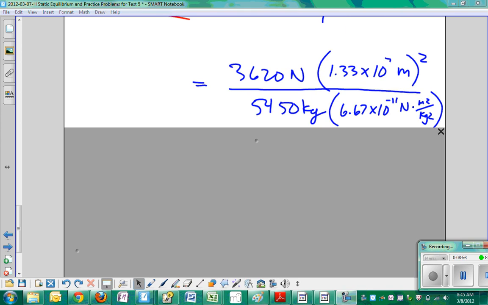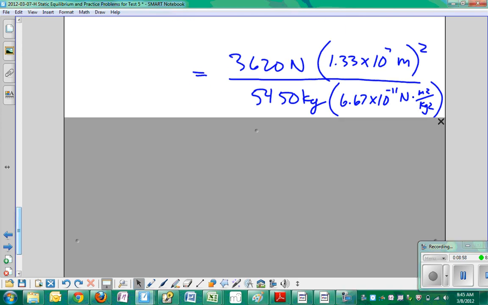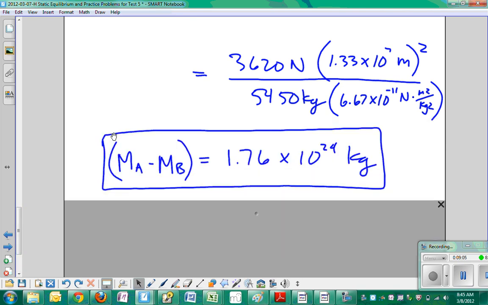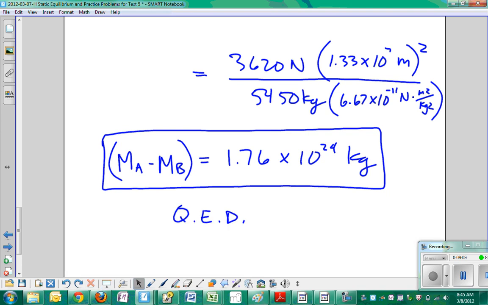Putting in all those numbers, we get about 1.76 times 10 to the 24th kilograms. So there's our answer. It doesn't ask what one is or what the other is, it's just the difference between them. And you guys know QED is what you put at the end of a proof, quod erat demonstrandum, which was to be proven. Anyway, we didn't try to prove anything. We tried to solve something. Anyway, here's your answer.